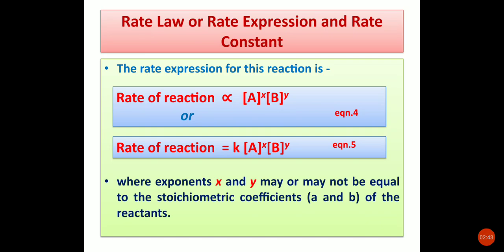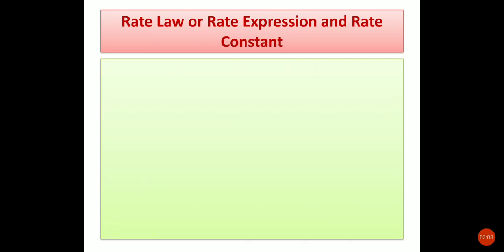Here the rate is proportional to concentration of A raised to x, B raised to y, or it is equal to k into concentration of A raised to x, B raised to y. Here x and y may or may not be equal to the stoichiometric coefficients a and b, and k is called rate constant. This is known as rate equation or rate law or rate expression.